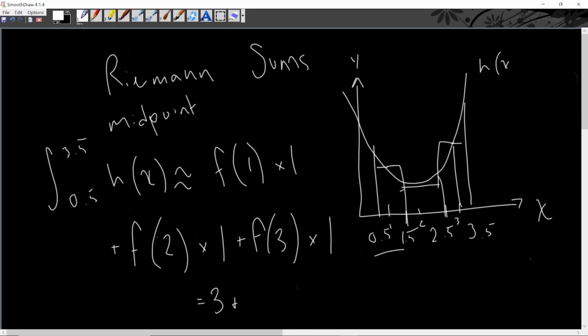Again, I could draw this correctly, but it's not super important. And then f of 2 is equal to 1, and f of 3 is equal to 2. So 3 plus 1 plus 2 is equal to 6. I didn't write those times 1s because anything times 1 is just itself. So, yep, we got that question correct.